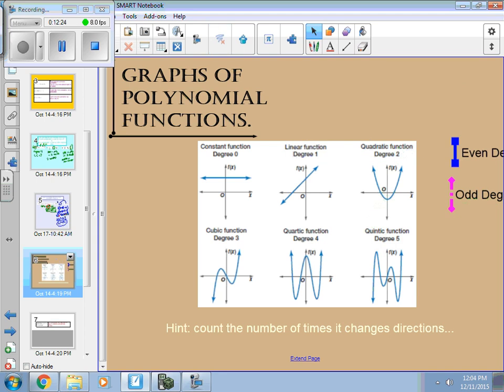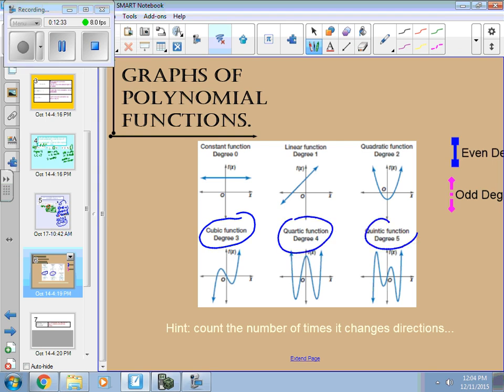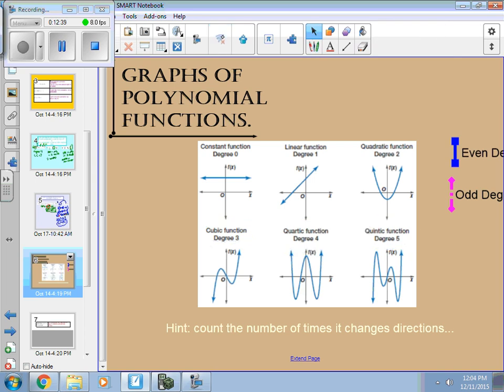The ones above degree 2 we haven't really looked at. So a degree 3 equation looks like this. A degree 4 is going to look something like this. Degree 5 is something like this. Now, if we look at all of these together, there's hopefully some patterns that we can see. One pattern we can look at, and there's kind of a hint down there, is the number of times that these graphs change direction.